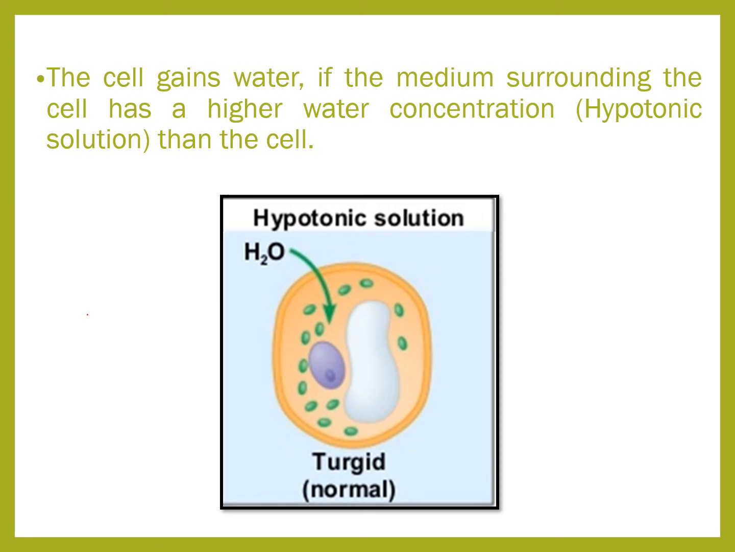Here, if the cell is kept in a hypotonic solution, that is towards the A place, then what happens? Water will enter inside because water is more over here and here it is less. Since water is less in this cell and it is more in the outer environment, water will start moving from a region of high water concentration to a region of low water concentration, right? And when this happens, what happens? The cell will start swelling up. The cell will swell up.